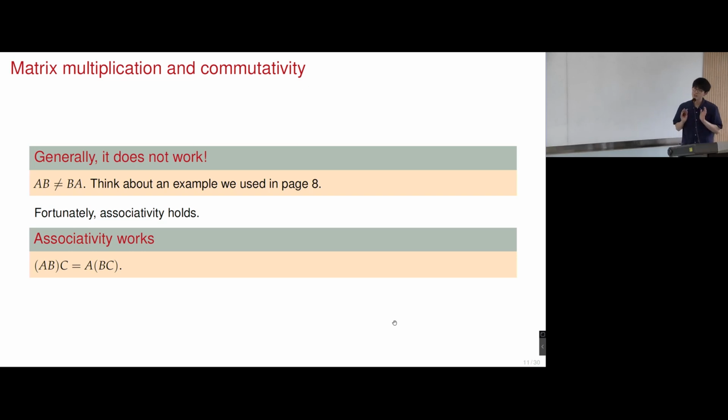But fortunately, associativity does. If you multiply ABC, 3 matrices, whether you do AB first or BC first, it's the same. It's not going to change your output. So, let's move on.